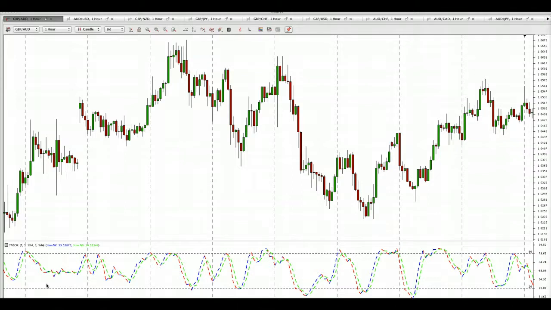We are going to look at a 1 hour chart and how to find support and resistance levels using stochastics indicator and price action for entries. So let's just get started. We're looking at pound Australian dollar, one of my favorite pairs to trade.